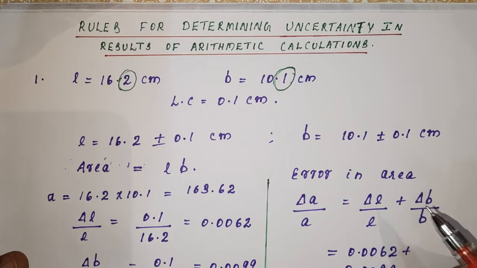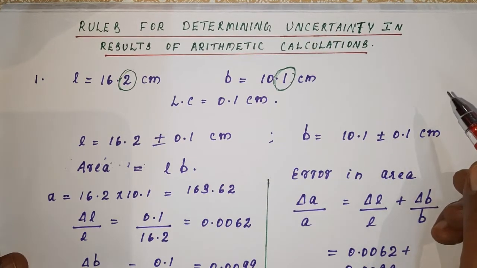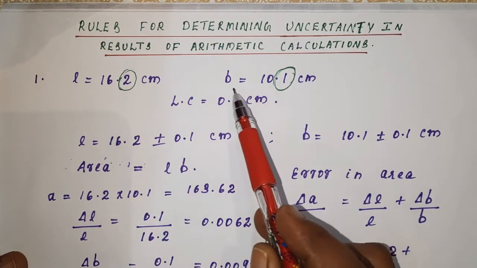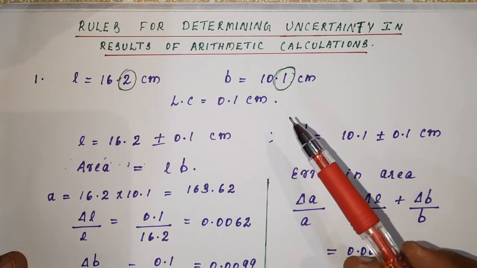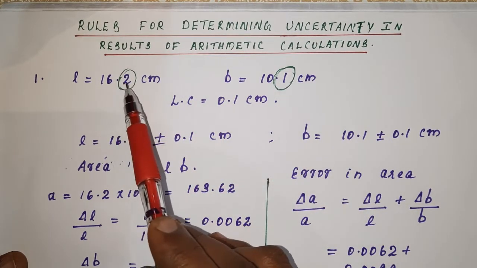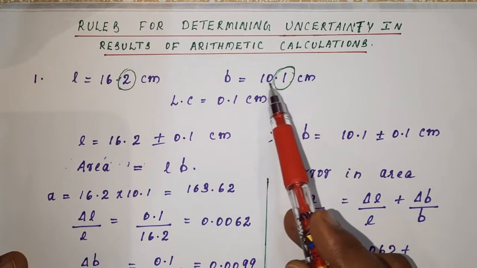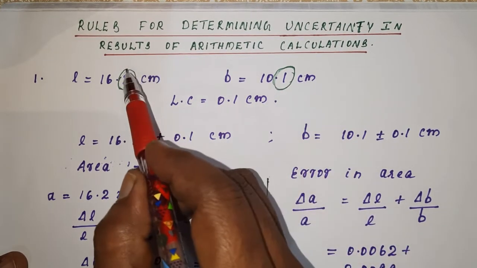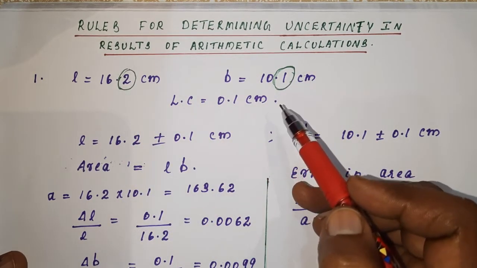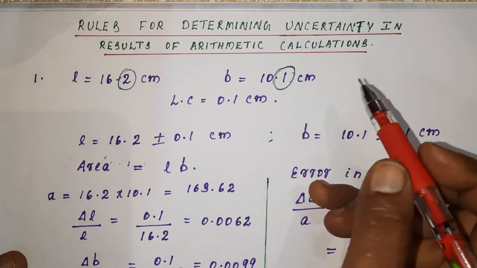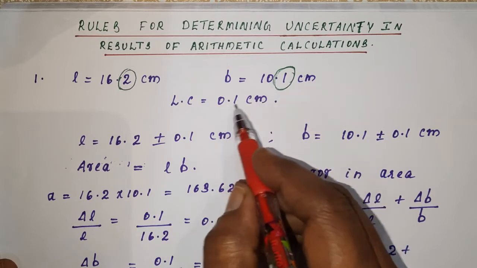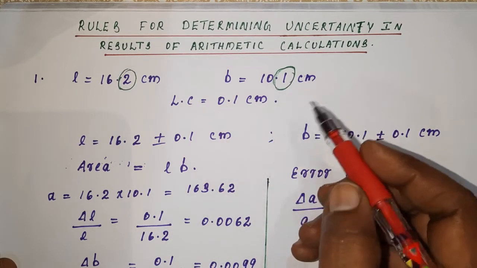Let's consider the case in which a rectangle has a length of 16.2 centimeter and breadth of 10.1 centimeter. As the measurement shows, length 16.2 centimeter and breadth 10.1 centimeter. So what will the least count be? 0.1, just like our scale. It is a long scale, that's the difference. So the least count is 0.1 centimeter.